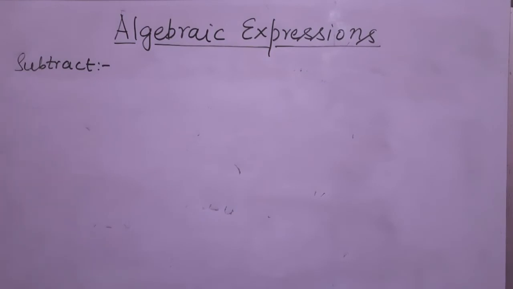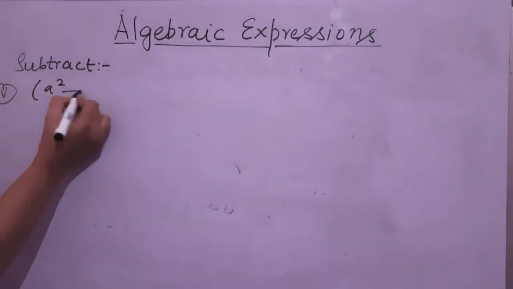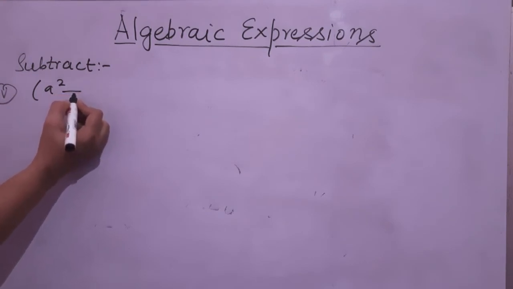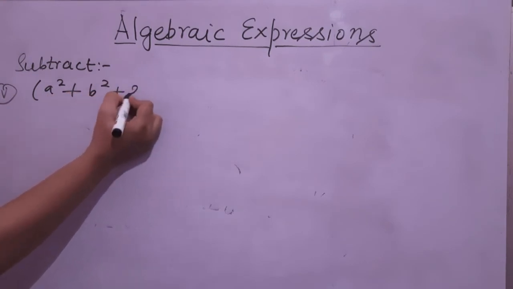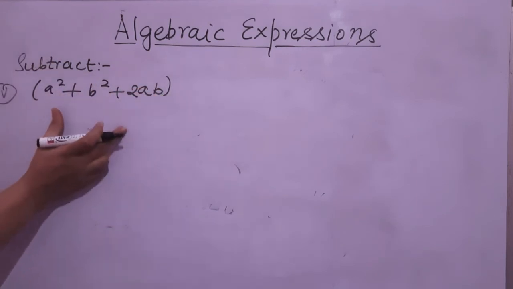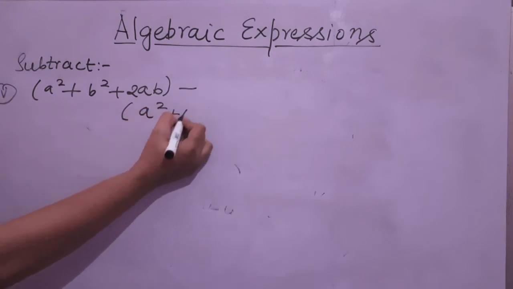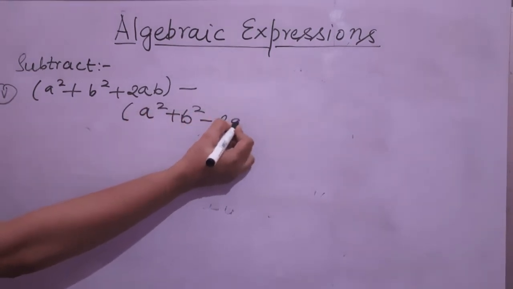So the next option is a square plus b square minus 2ab from a square plus b square plus 2ab. Okay students, let me solve this for you. A square plus b square plus 2ab, it was written after the word from, that is why it will come first. Has to be subtracted from a square plus b square minus 2ab.